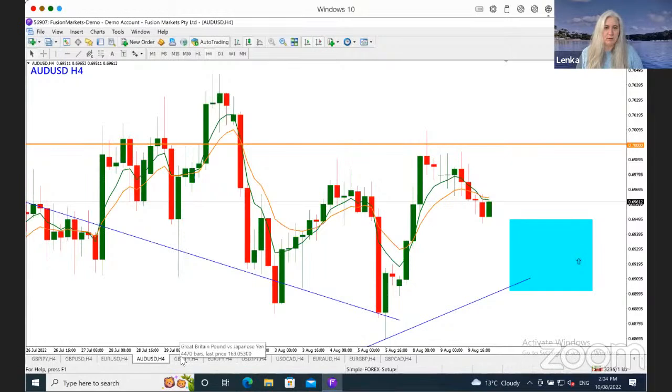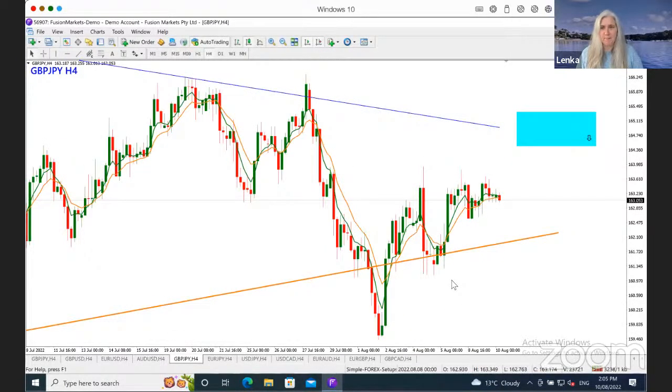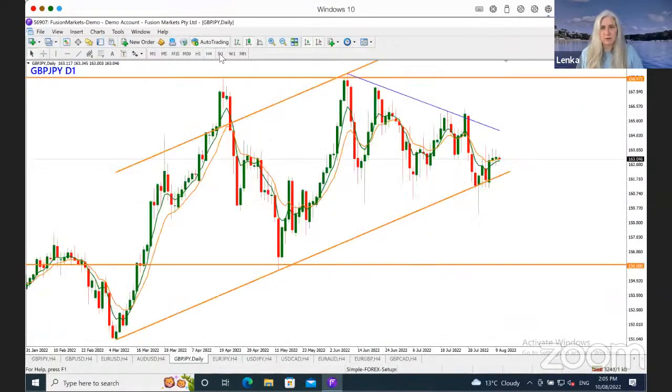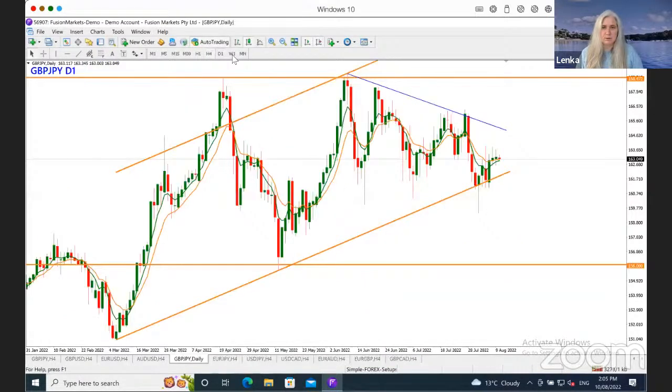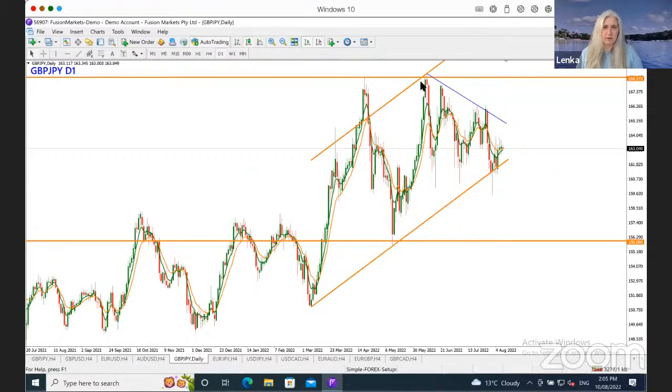Next currency pair I'll be looking at is GBPJPY, and on GBPJPY I'm looking for short. So here we are in this upward channel. The price might be going to the top of this daily trend line, and that's what I would be looking to. If the price is at the top, then I would look for short opportunities, because that would be towards the top of that range.